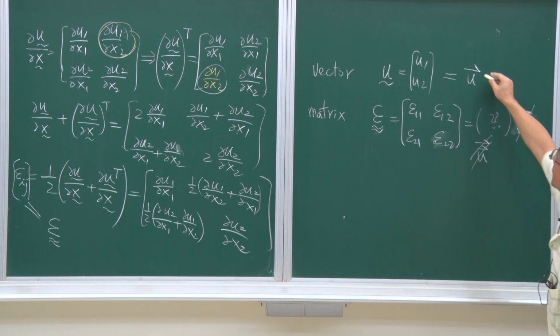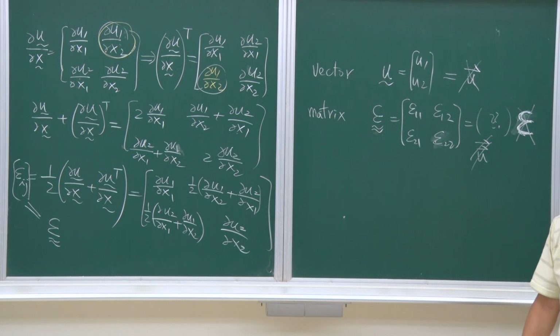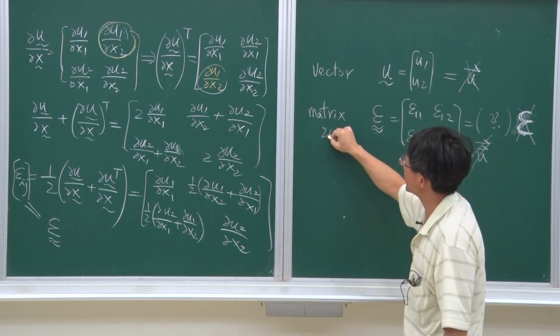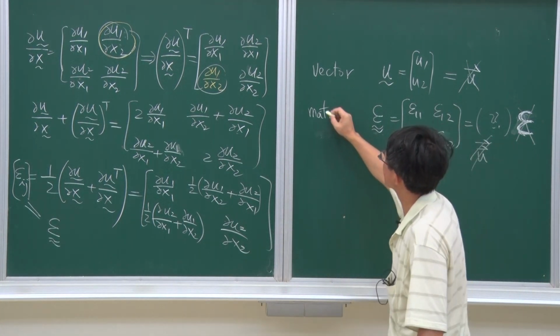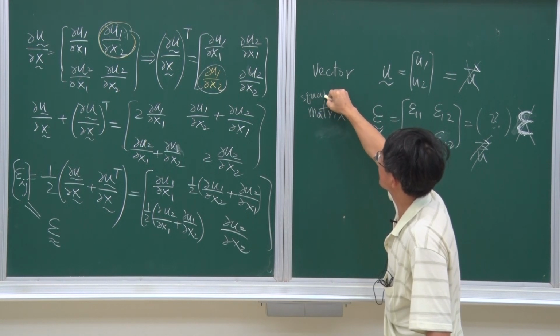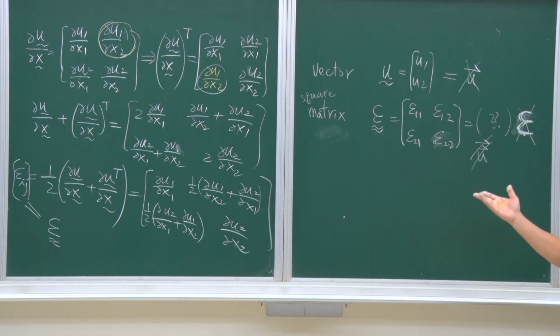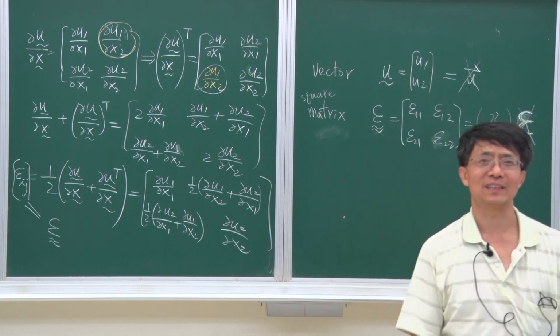Since it is not convenient, we use this notation system to express vectors and 2x2 matrices. Or a 3x3 matrix, just a square matrix. Yes, square matrix. 3x3 or 2x2, up to you. That's it. This is the end of this section.